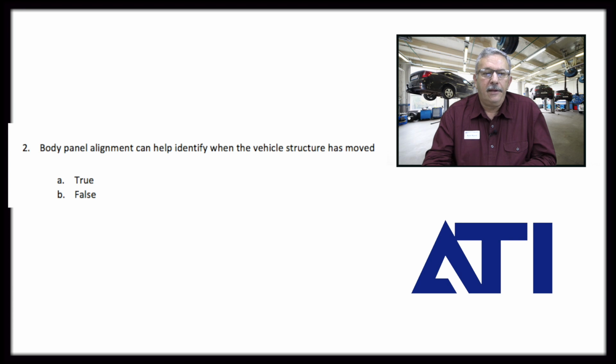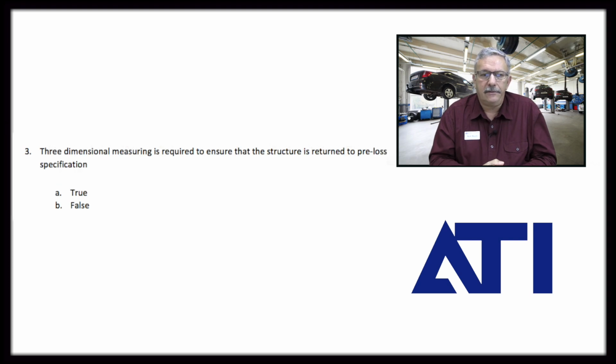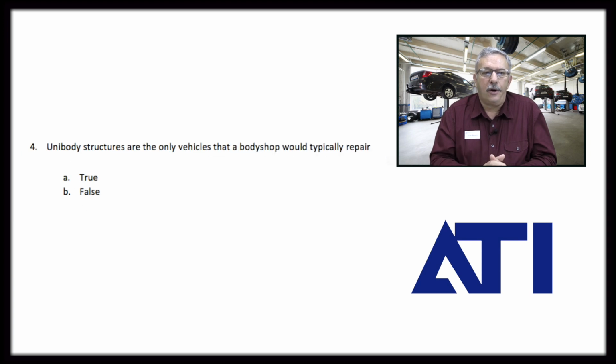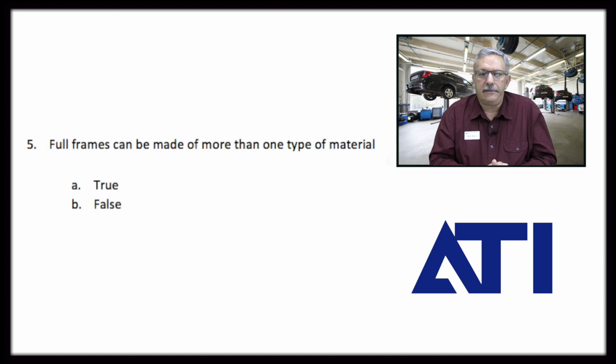Question 2. A body panel alignment can help identify when the vehicle structure has moved. Is that true or false? Question 3. 3-dimensional measuring is required to ensure that the structure is returned to pre-loss specification. Is that true or false? Question 4. Unibody structures are the only vehicles that a body shop would typically repair. Is that true or false? Question 5. A full frame can be made of more than one type of material. Is that true or false?